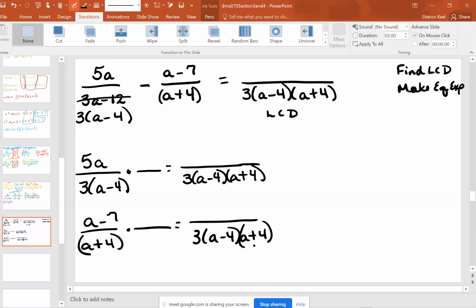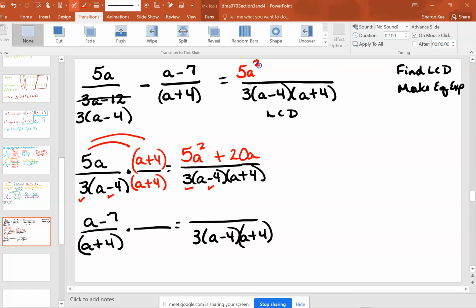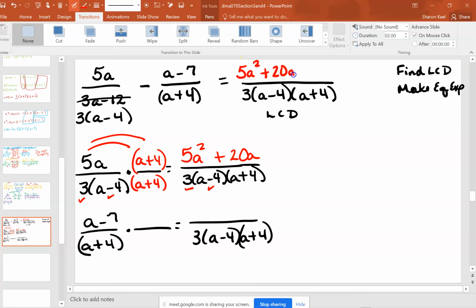All right, so now we're going to do off to the side this skill practice part. I have a 3, I have the 3. I have the a minus 4 and the a minus 4. All I'm missing is the a plus 4. That's going to be the same top and bottom. So distribute here, I have 5a squared plus 20a. So this is my new numerator, and the 5a squared plus 20a is going to go up here.